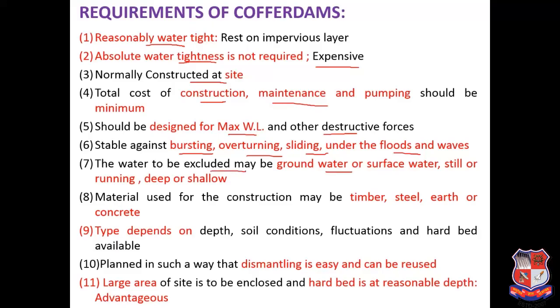The water to be excluded may be groundwater in certain cases, or it may be surface water, so that condition you have to look after. Then it may be still or running, deep or shallow. So these are all the conditions that you have to properly think about. Then the material used for construction may be different: timber, steel, earth or concrete. The type depends on the depth, soil conditions, fluctuations and hardware available. So depending upon that you can choose a particular type.